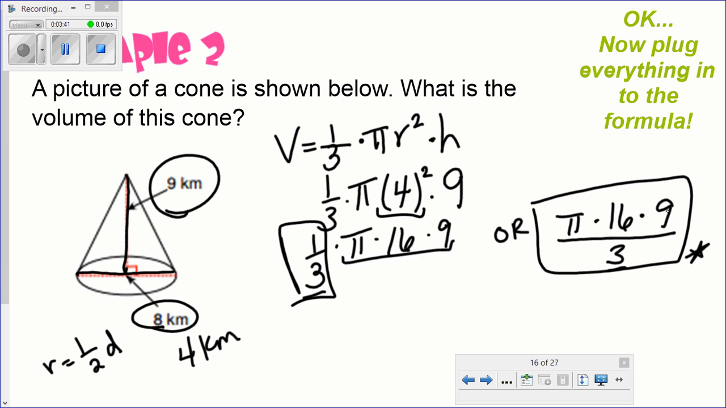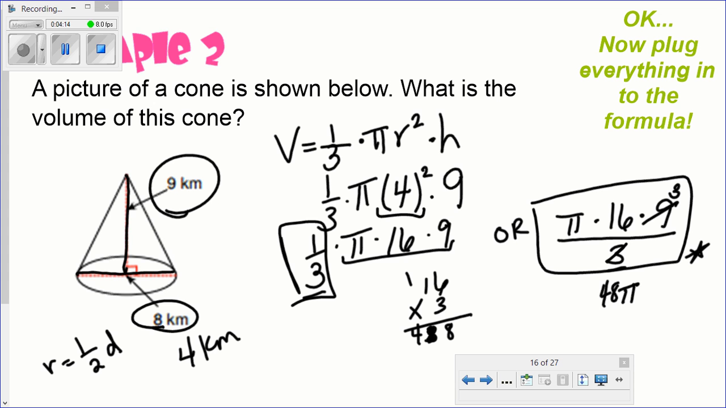Alright, so the first thing I noticed to make my numbers simpler is I can go ahead and simplify this and say, okay, 9 divided by 3 actually gives me the number 3. So now I can multiply and say, okay, I have 16 times 3. 3 times 6 is 18. Carry the 1. 3 times 1 is 3 plus 1, that's 4, that's 48. So 16 times 3 is 48. So now I have 48 pi, or times pi.